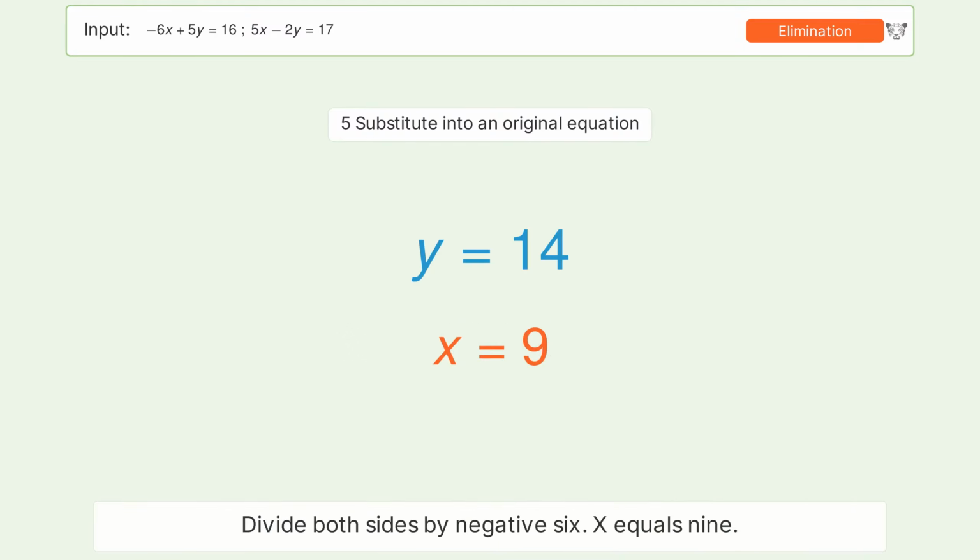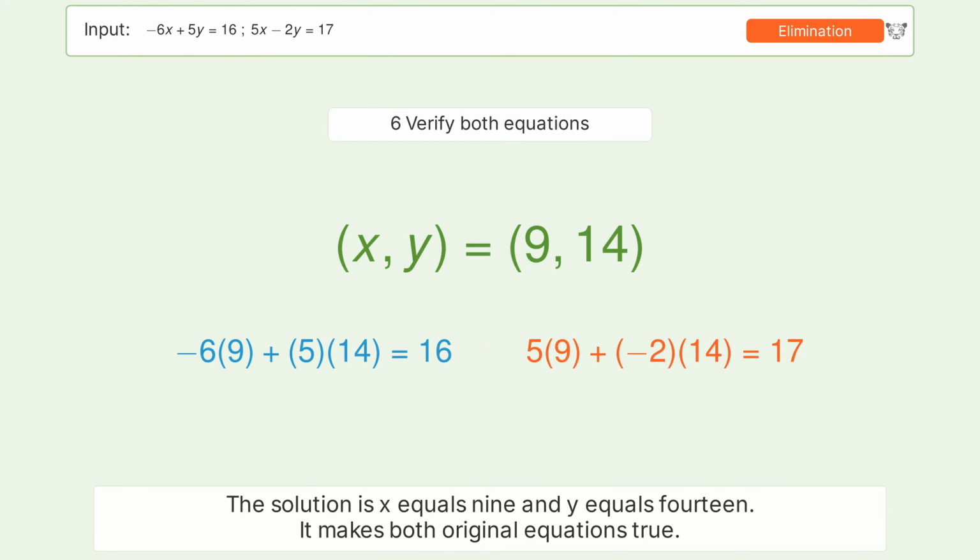Divide both sides by negative 6. X equals 9. The solution is x equals 9 and y equals 14. It makes both original equations true.